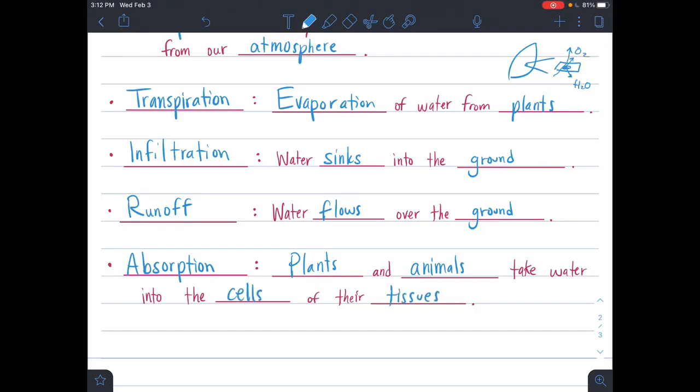Our cells need water in order to go through the cellular processes. So we have to drink water, plants have to drink water as well. And when we do drink water, it doesn't just leave us immediately. A lot of it goes into our cells, and that's the process known as absorption.